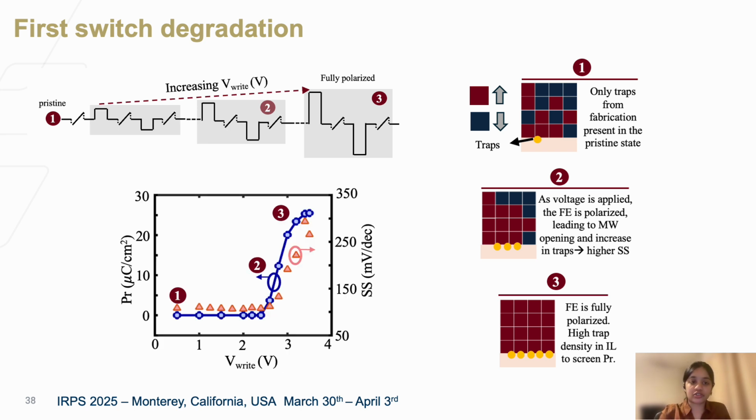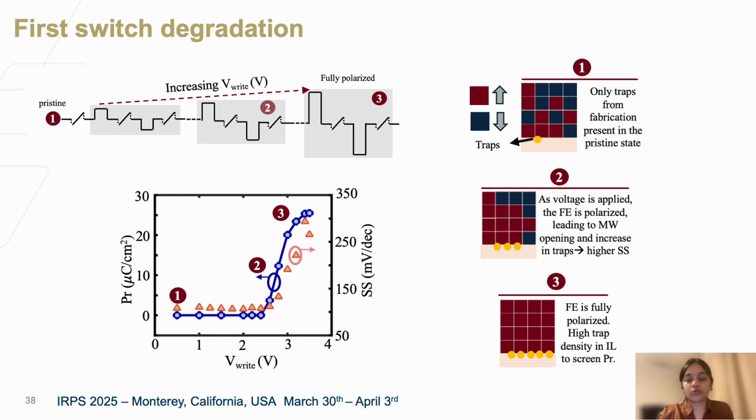If we look at the polarization switched using PUND measurements, that is positive up, negative down measurements, which measure polarization, we see that as the polarization opens up in the device, the subthreshold slope again concurrently increases. So now that gives us a picture of what's happening in the very first write pulse.